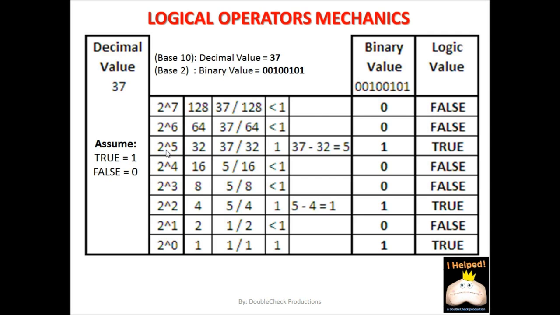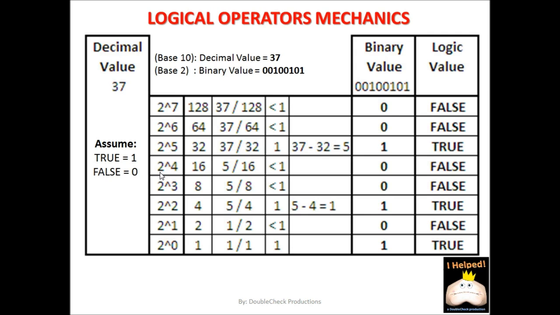Here we get to 2 to the 5th, which is 32. So now we have 37 divided by 32, and we can actually do that one. So now we take it and say 37 minus 32. We end up with 5. Since we can go into there at least one time, we get a binary value of 1, which comes out to a logical value of true. From here on out, we're going to work with this remainder value.